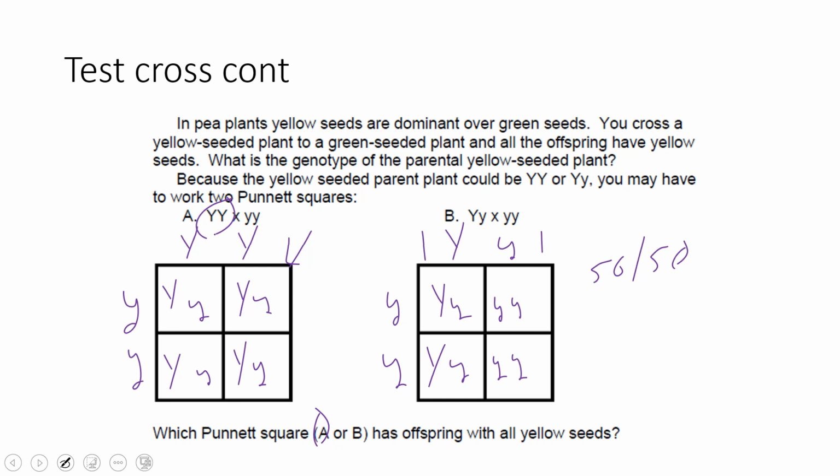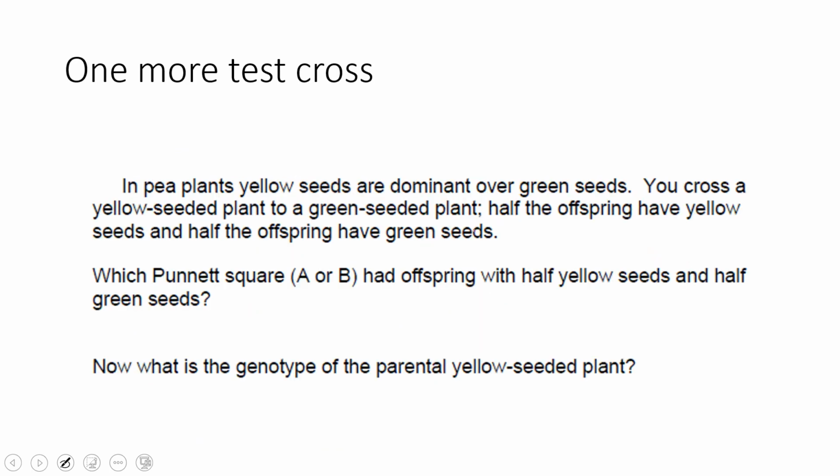But if in the process of doing that cross we end up with 50% yellow peas and 50% green peas, well, that tells us that our original yellow must have been heterozygous and not homozygous. That's the value of a test cross. It tells us what the dominant looking plant is from a genotypic standpoint. Is it homozygous or heterozygous?